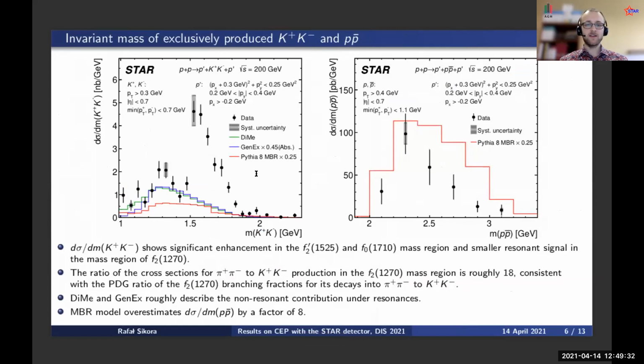Now let's move to the next slide, where we show the 2 other channels that we have measured. On the left-hand side, there is the cross section as a function of the invariant mass of the system that contains a pair of kaons, and on the right-hand side, p p-bar. Regarding the kaon pairs, we see an enhancement in the F2 prime region and F0 1710 1310, and also some peak around F2 1270. On the right-hand side, we can compare the p p-bar with Pythia. From the plot you can see that Pythia overestimates the cross section for p p-bar by a factor of 8.